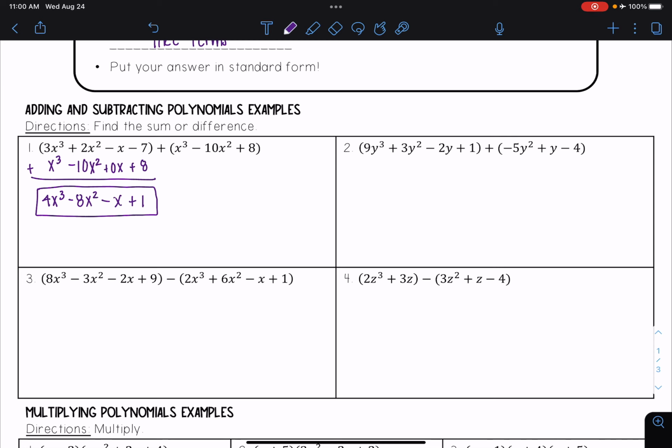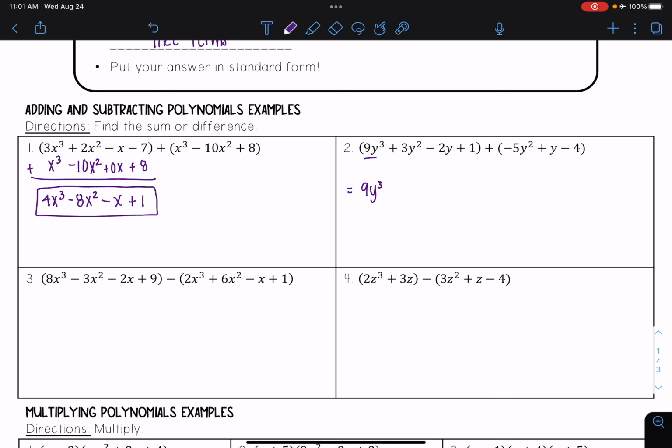Another way you can do it is doing it horizontally, and so when I'm doing this, what I'm going to do is I'm going to underline like terms and combine those. So first, looking to see 9y cubed, what can I add that's a like term? Well, I see there aren't any other y cubed, so that is just going to be my first one.